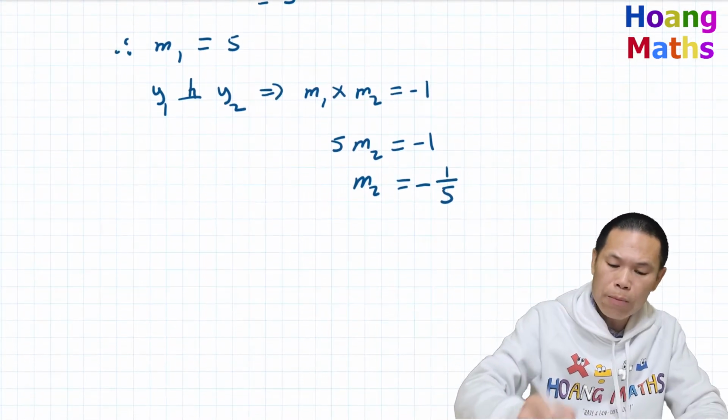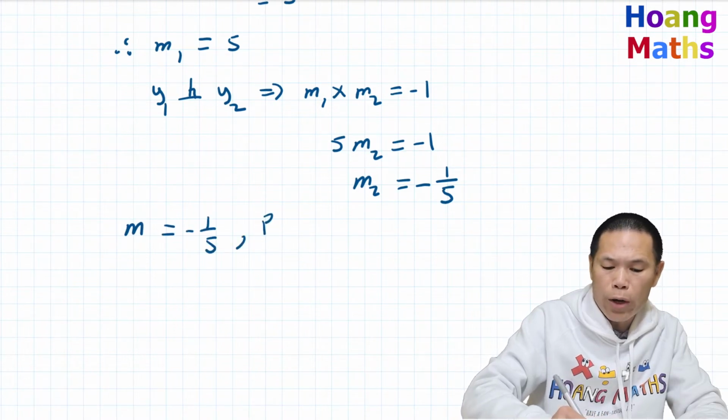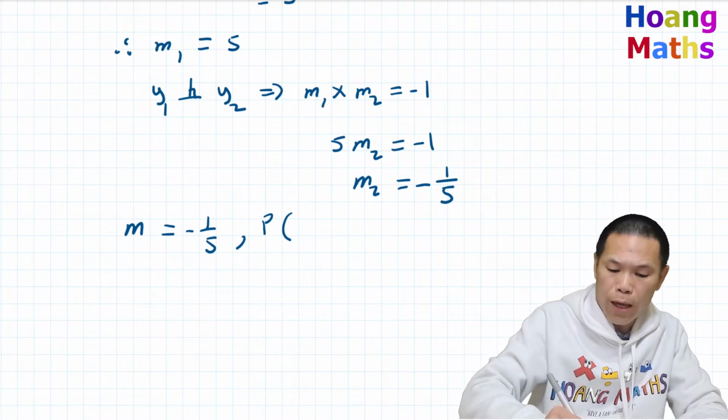So now, let me just rewrite all of those. We know that m, the gradient, is -1/5, and we know the point is (1/5, 0).